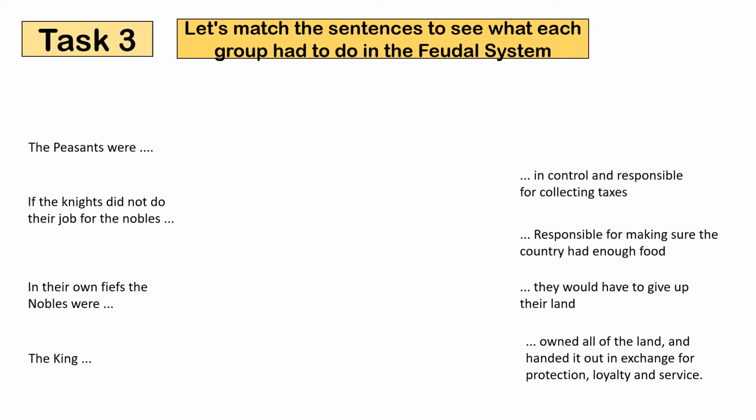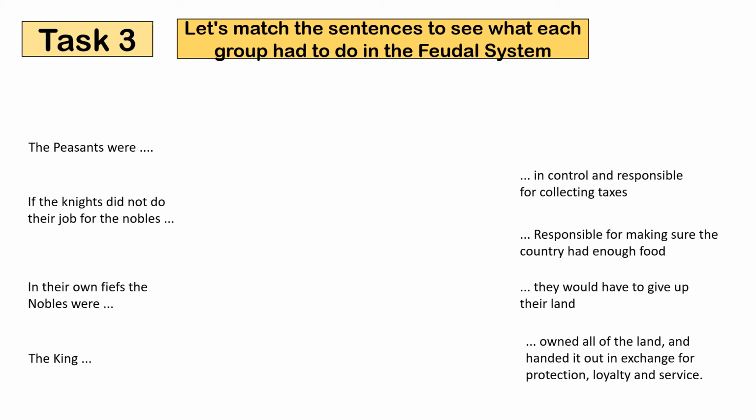So the first one, the peasants were. Second one, if the knights did not do their jobs for the nobles. And then the third one, in their own fiefs the nobles were. And then last, of course, is just the king. And now these are the ones that you're going to be matching with. So, in control and responsible for collecting taxes.